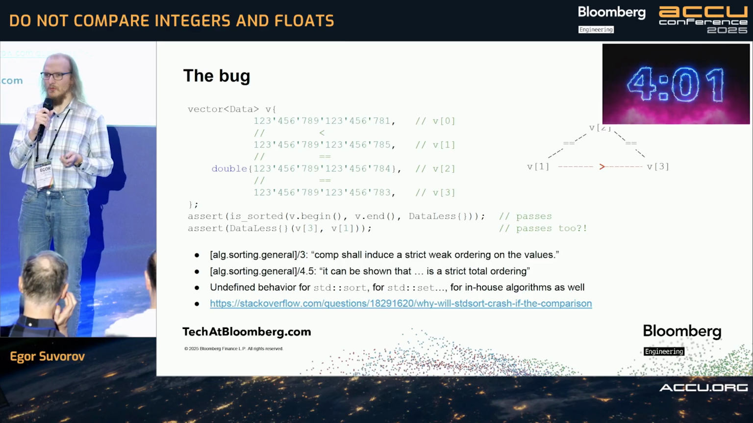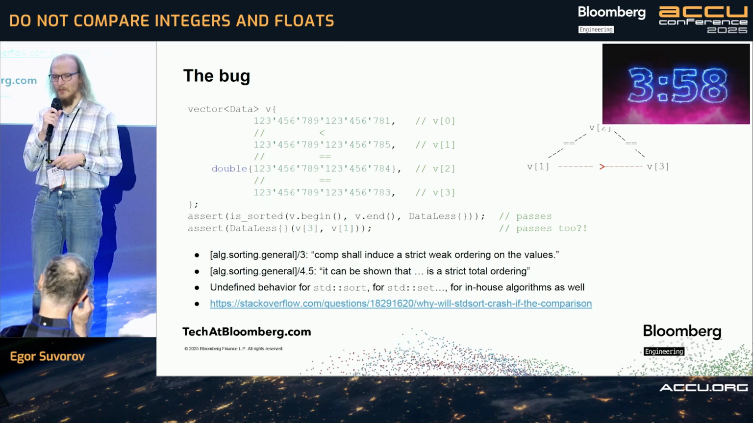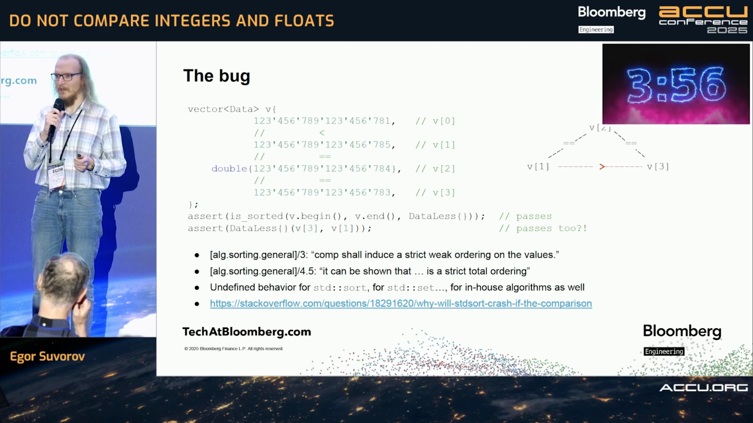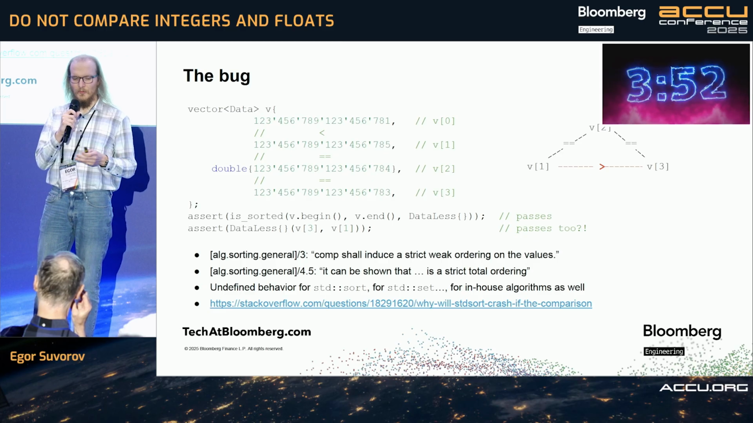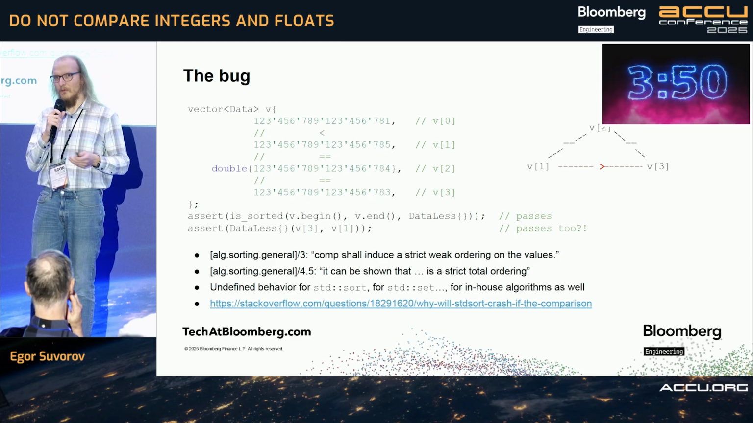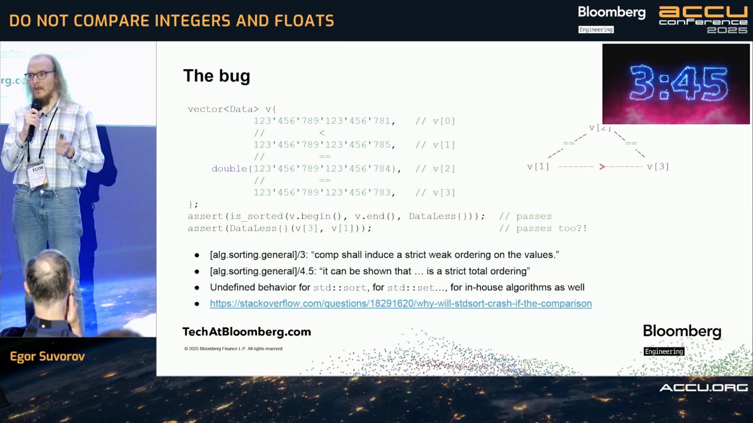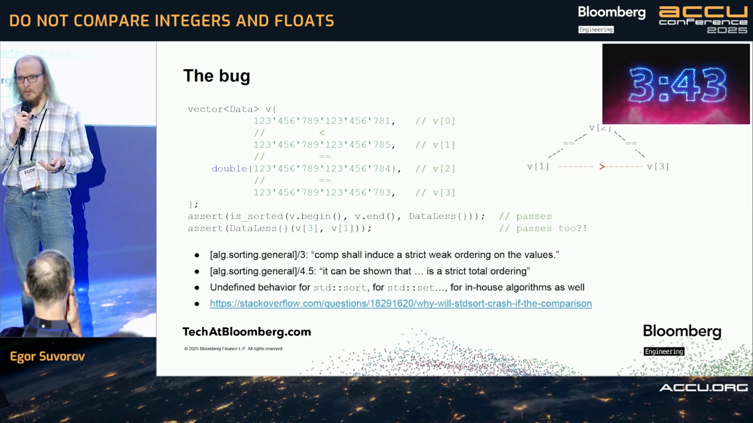It's undefined behavior to try to sort this vector using my comparator, using std::sort, using std::set, and there is no way you can write a reasonable algorithm that will sort this vector for you because you have a contradiction. So it's undefined behavior. It can crash, it can freeze, it can produce nonsense results, all the usual stuff. Let's investigate why V1 is equal to V2.